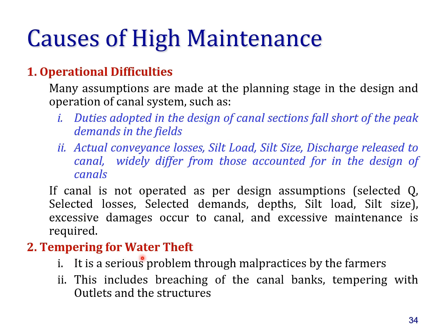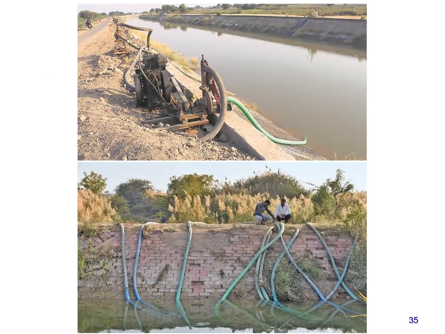Then the tampering or the theft of the water. Theft is a serious problem. It's a common problem and is a malpractice by the farmers. This includes the breaching of the canal and tampering with the outlet and the structure. When somebody tries to take away water illegally, he does all kinds of wrong things with the canal structures.